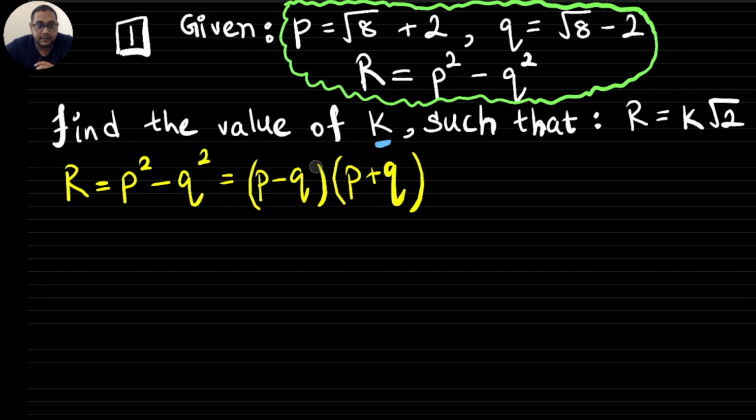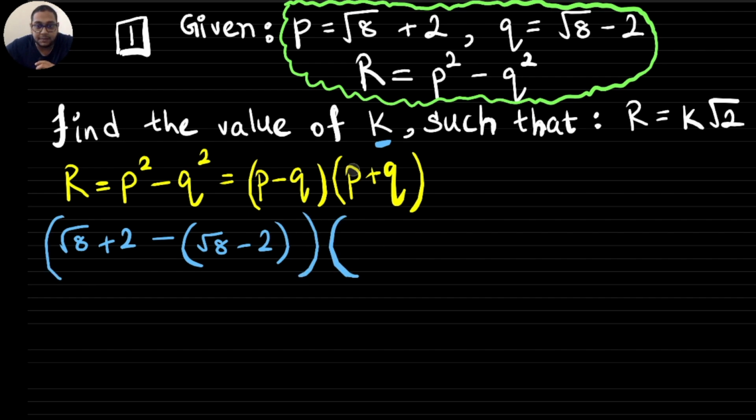Now that I've rewritten r in these terms, I have to substitute the values of p and q respectively. So let's start off with the first bracket, p minus q, and that will be root 8 plus 2, that's p, minus q would be root 8 minus 2. That will be the first bracket multiplied by the second bracket, that will be p plus q, and the term for p would be root 8 plus 2 plus q would be root 8 minus 2.